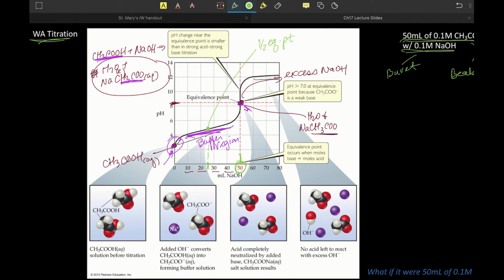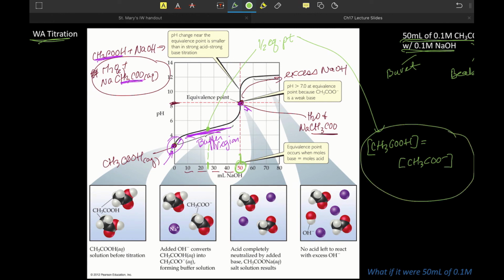Now, the half equivalence point is where what? What's true there? At the half equivalence point, this is equal to this, yes? At the half equivalence point, because half equivalence means we've neutralized half of it, yes? Half of my original acetic acid concentration is gone, and it has been converted to acetate, right?